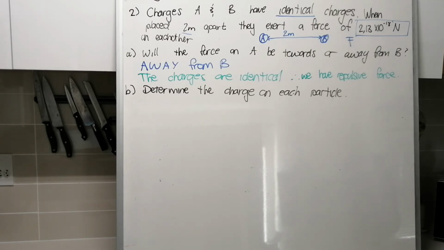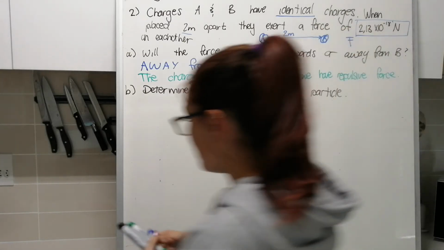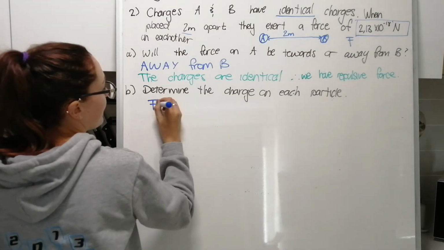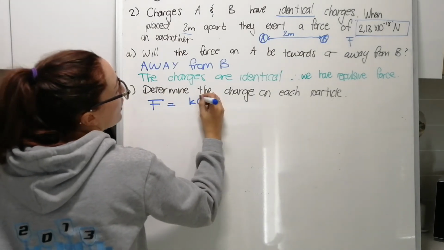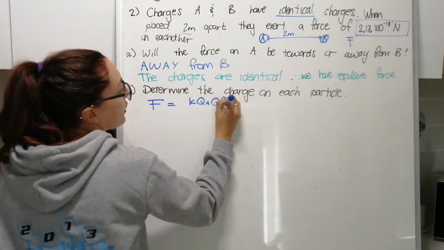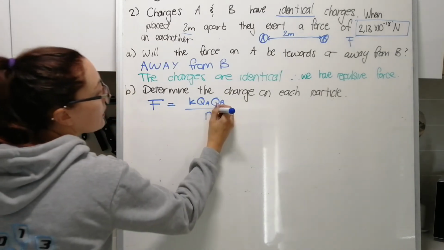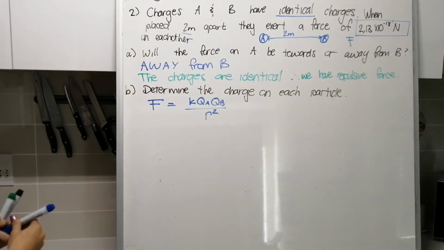We know the electrostatic force being experienced. We know the distance between them. We know that the charges are exactly the same. So we can use Coulomb's law here. We can use the fact that F is equal to K, QA, QB over R squared, and we can substitute in what we know.